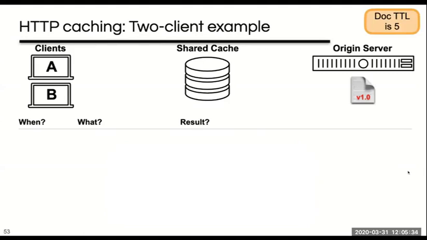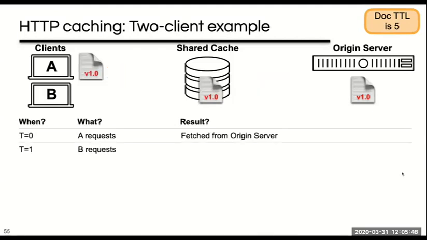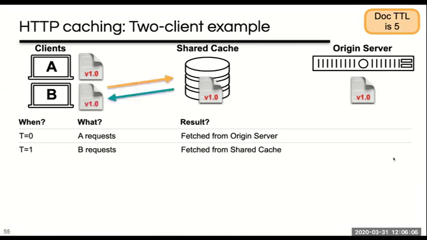All right, so at t equals 0, A requests the document, and it's not in the cache, so it forwards it to the server, which sends it back to the cache, which caches it, and sends it back to the client. At t equals 1, B requests it. So what happens? Someone throw out what happens here. Where does it get fetched from? No takers? It's going to get fetched from the cache. Yes, the cache returns its version. Thank you to Samuel.